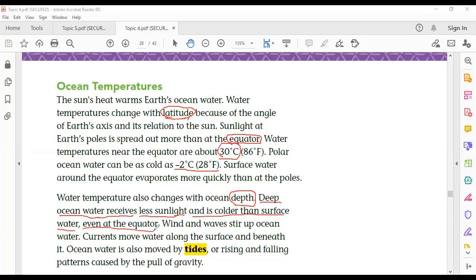At the equator, for example, the temperature of 30 degrees Celsius is for the water at the surface. But if you go deep in the ocean, even the oceans that are close to the equator, the temperature, of course, will drop. So, like this.